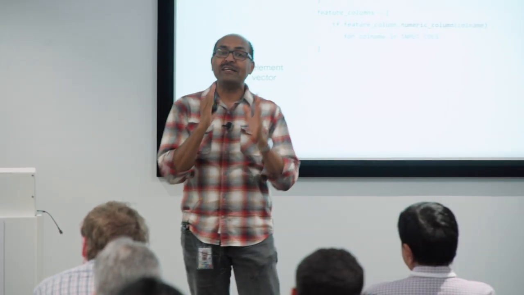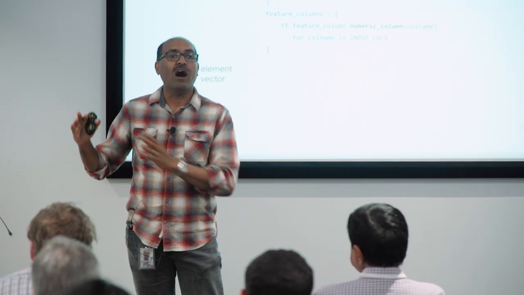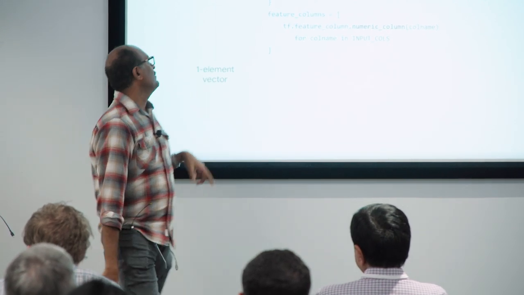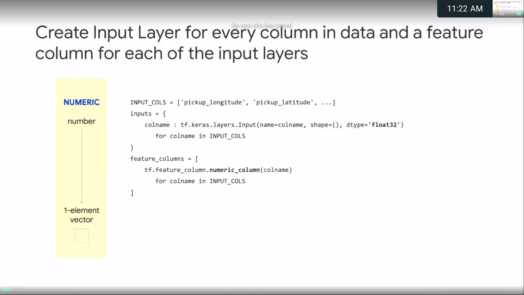Okay? So exporting is easy. You get your serving function really easily. But the only reason it works is because you had a Keras input layer, which means that when you create your Keras model, you need to have a separate input layer for every column of your data. Does that make sense to everyone? So in this case, I have a pickup longitude and a pickup latitude. So I'm going to create a numeric column for each of those input columns.